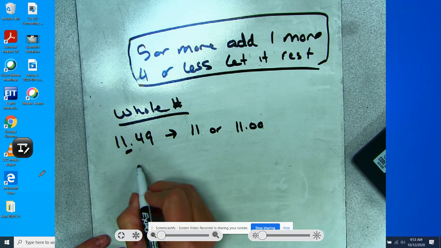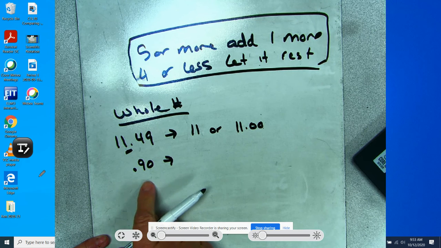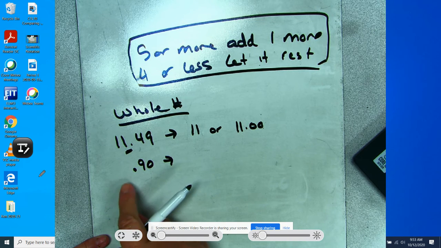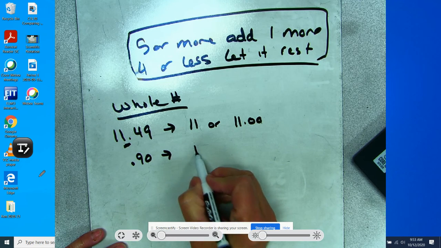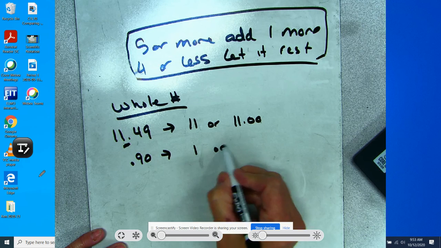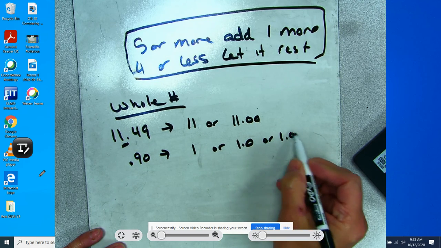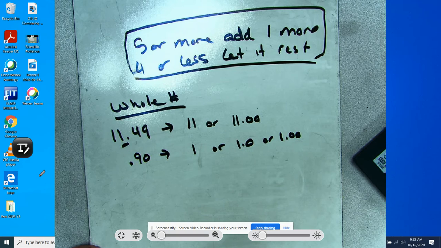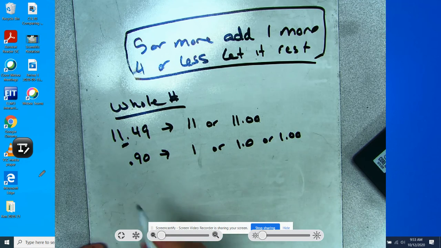So then if we had 0.90, this would be like 90 cents. 90 cents, is it closer to $1 or closer to 0? So this would round up to 1 or 1.0 or 1.00. Again, however you want to look at it. 90 cents to $1, this is more familiar.